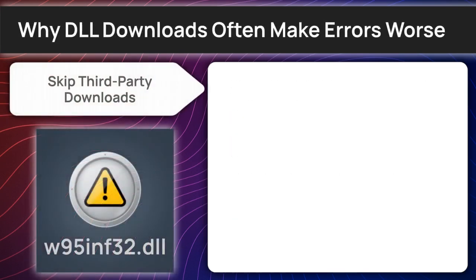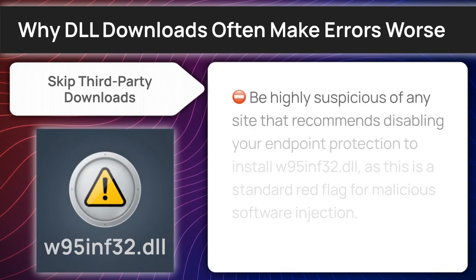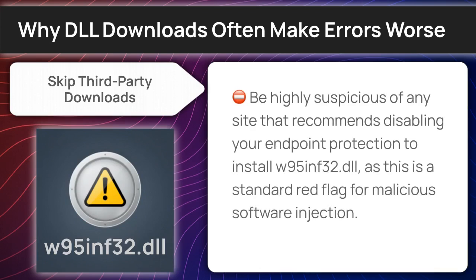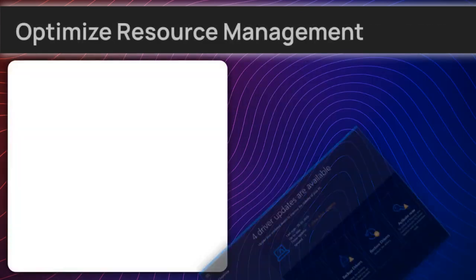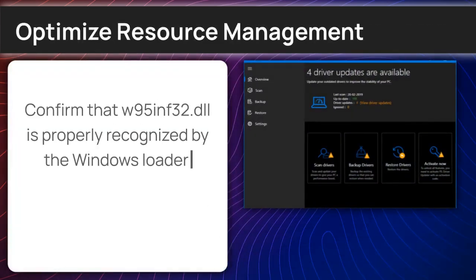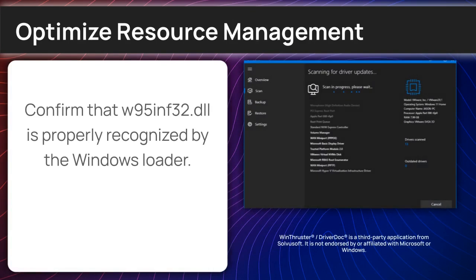Let's look at a key safety rule that will keep your PC protected while we address this error. The version of w95inf32 DLL found on most download sites is often compiled for different hardware, which can cause your CPU to work harder or crash. To ensure your environment stays properly configured, a professional diagnostic can help verify that your library references remain intact.